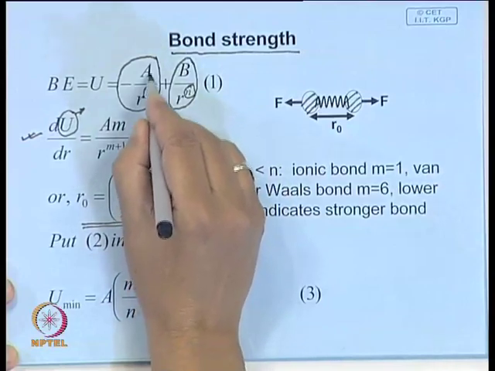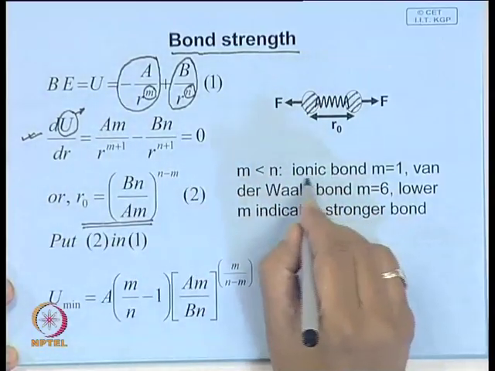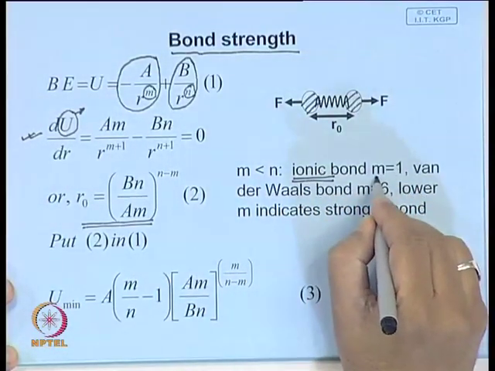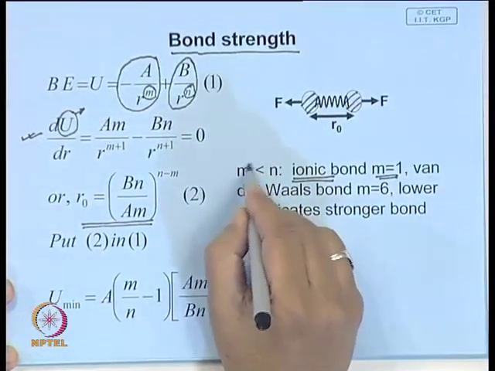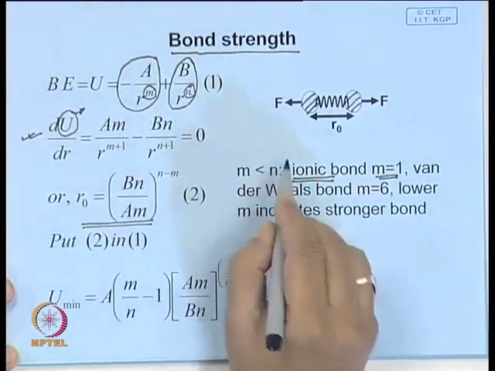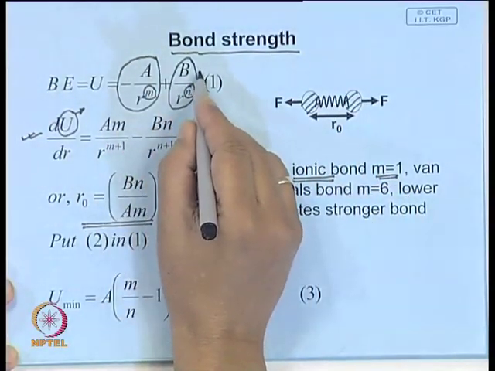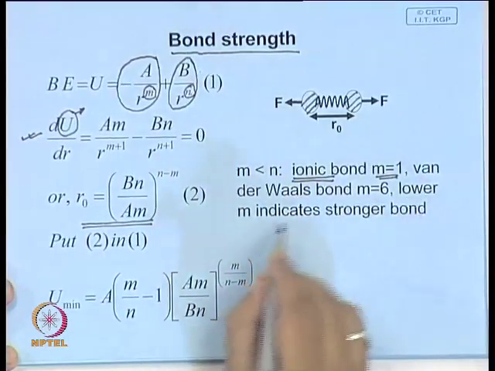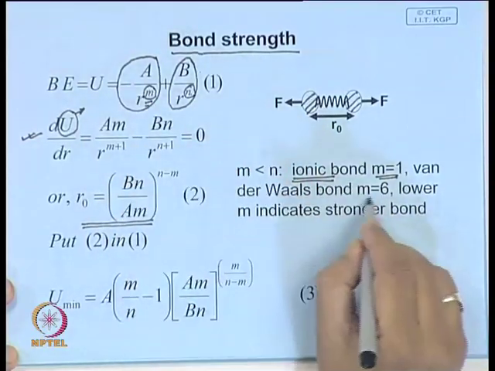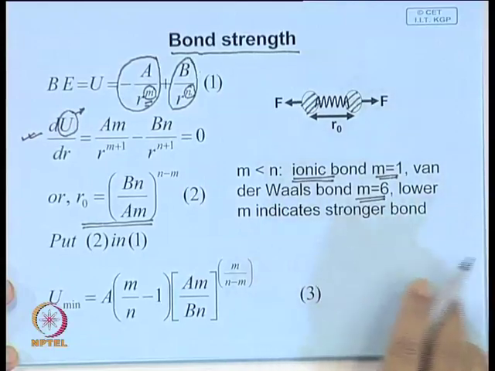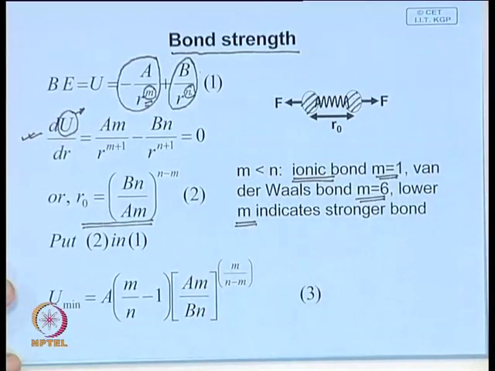Now, this is the attraction force. In case of electrostatic bond or ionic bond, this m is 1, and m is always less than n. So that means when the atoms are nearby, this is much more dominant than the repulsive force. Now, in case of a van der Waals bond, which is weaker, the index m is equal to 6. Lower value of m indicates that the bond is stronger.